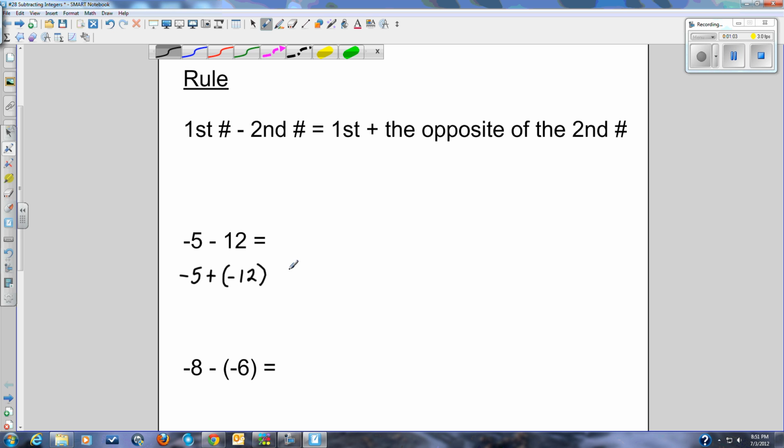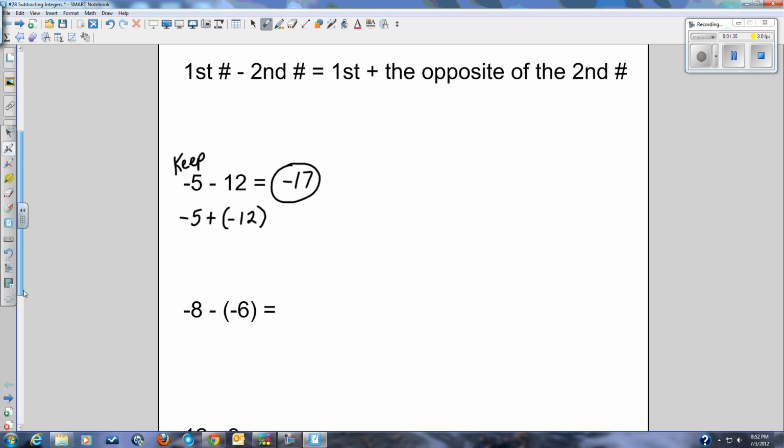Well, now we have a problem like what we did on the last lesson. Negative 5 plus negative 12, you add the absolute values. So we add 5 and 12, we get 17, and attach the common sign of negative. So again, what we did, we kept the first number. So you keep the first number, change your minus to addition, and change the sign on your second number. So let's try that.